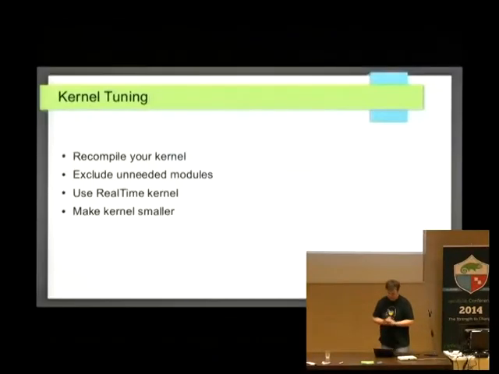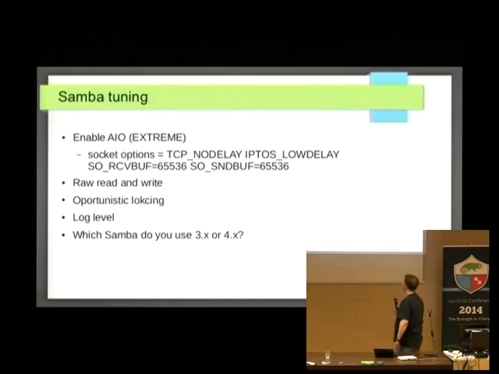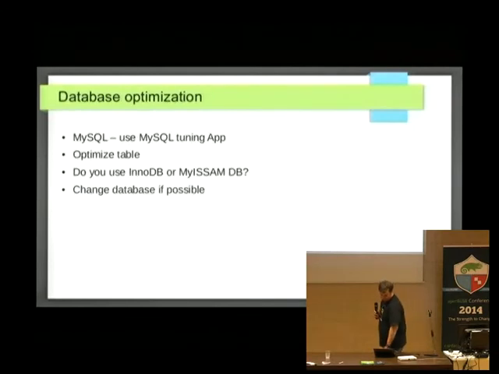Then, okay. When we are talking about tuning, yes, we can always tune some applications like Samba file and print sharing. We can enable AIO. These are extreme options: we can use raw read and write, turn on opportunistic locking, and switch off or use a smaller log level. And if we are using an old version of Samba, maybe version 2, just switch it to version 4. It's not hard and it's much faster.